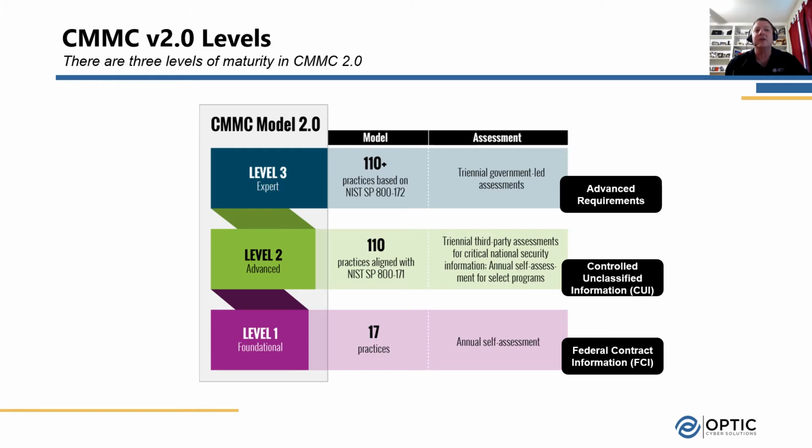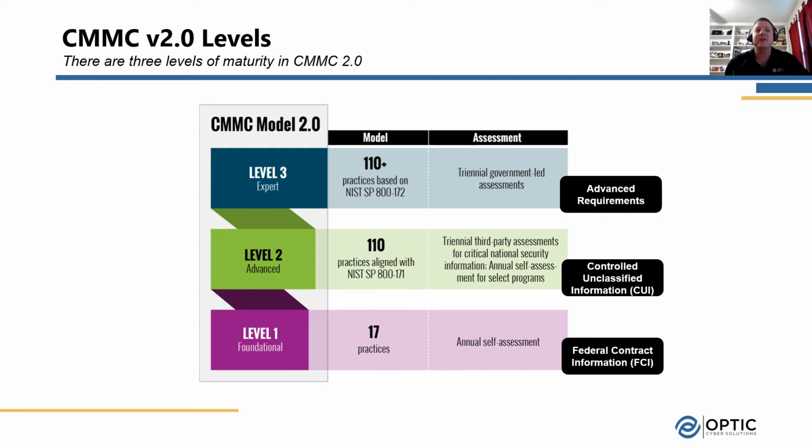For organizations that are processing controlled unclassified information, or CUI, they're going to be required to meet level 2 or the advanced level. This level has 110 practices that are aligned directly from 800-171. And as we know, 800-171 was tailored by NIST by looking at 853 security controls and pulling out those controls that are necessary for protecting the confidentiality of CUI. So it makes perfect sense that version 2 of CMMC would align to 171.